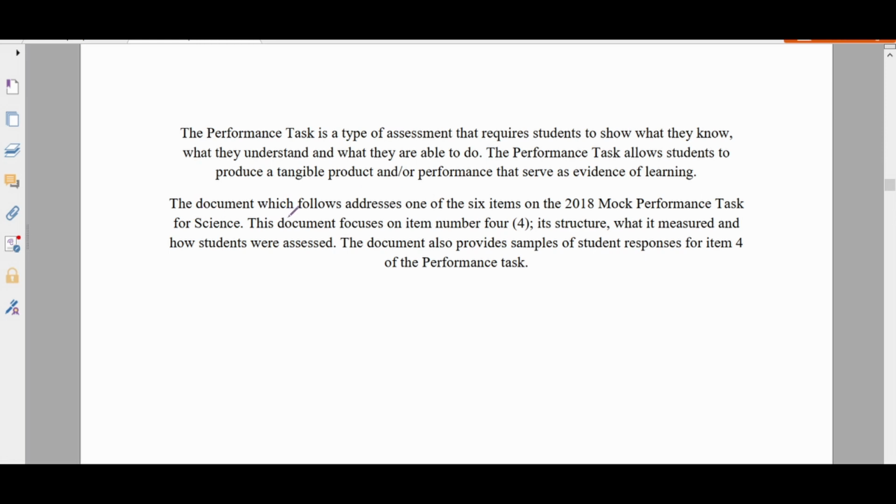So this document, which also addresses one of the 6 items of the 2018 performance task for science, focuses on item number 4, its structure, what it measured, and how students were assessed. The document also provides samples of student responses for item 4 of the PT. Let's go on.